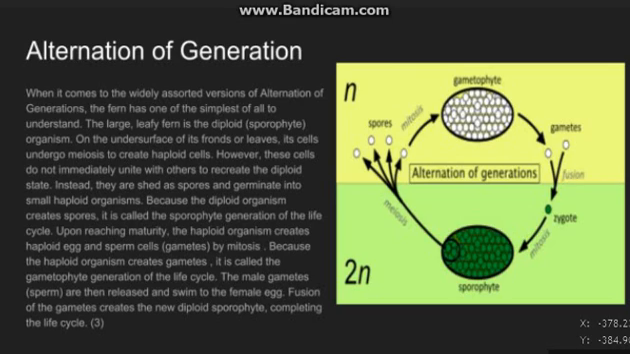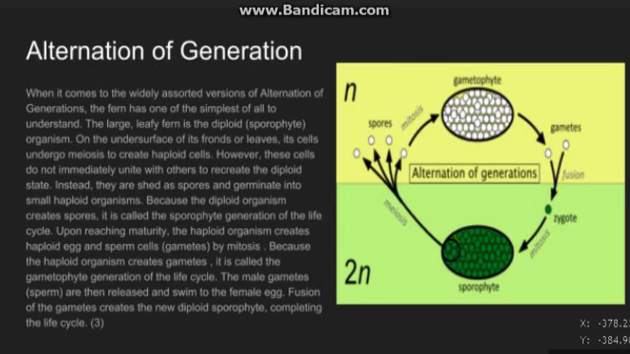When it comes to the widely assorted versions of the alternation of generations, the fern is one of the simplest of all to understand. The large, leafy fern we all recognize and love to hang from baskets is the diploid sporophyte organism. On the undersurface of its fronds, or the leaves, its cells undergo meiosis to create haploid cells. However, these cells do not immediately unite with others to recreate the diploid state. Instead, they are shed as spores, and when the conditions are right, germinate into small haploid organisms. Because the diploid organism creates spores, it is called the sporophyte generation of the life cycle.